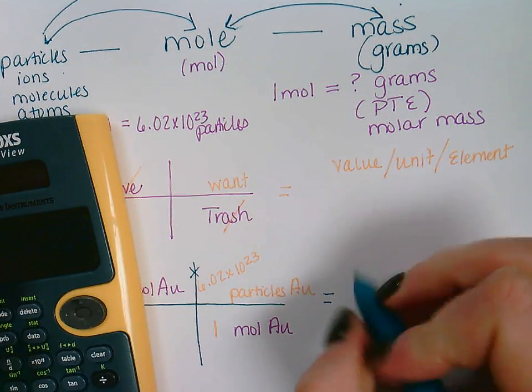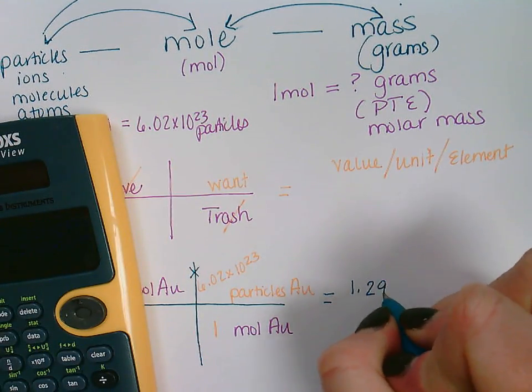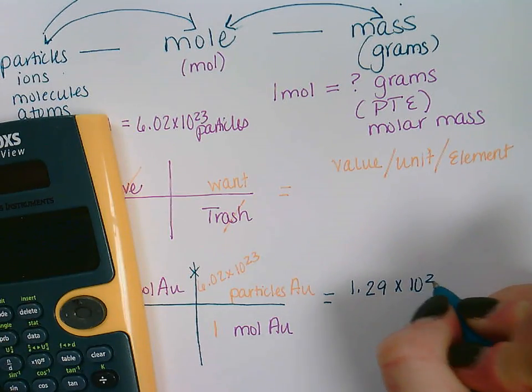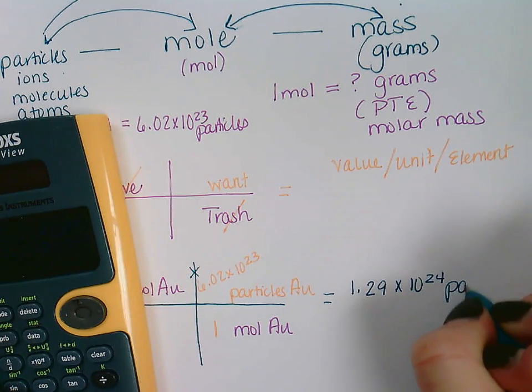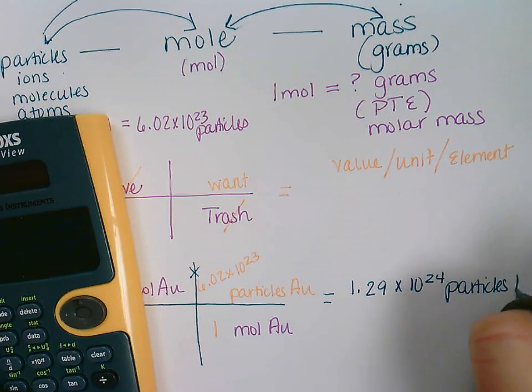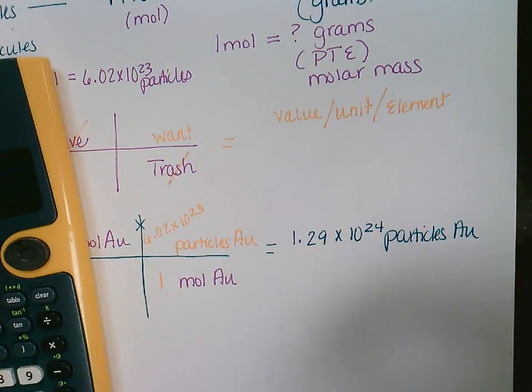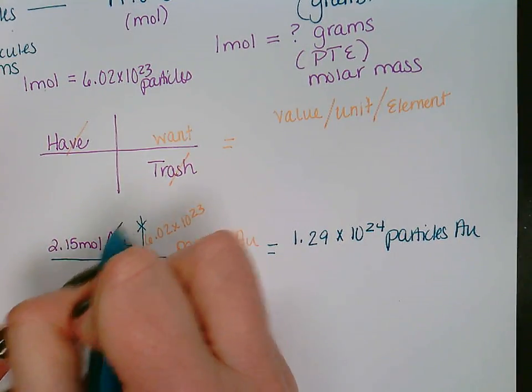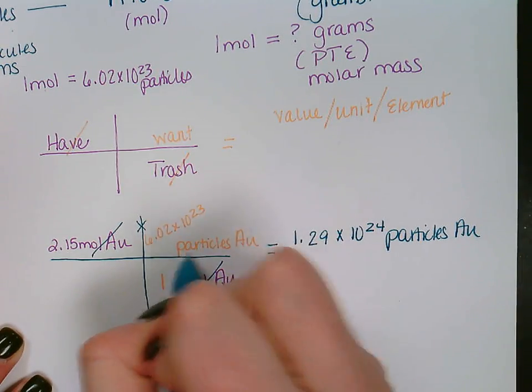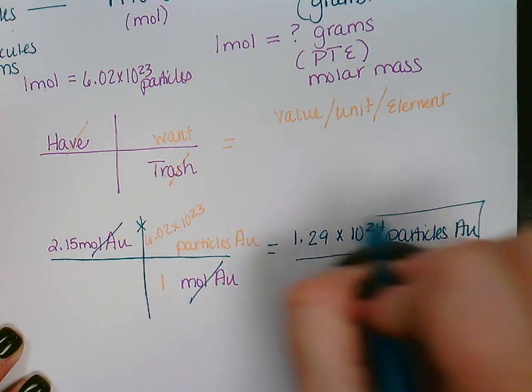So my answer is 1.29 times 10 to the 24th particles of Au. And that's how you figure out you got rid of moles of Au and you kept particles of Au. And that's your answer.